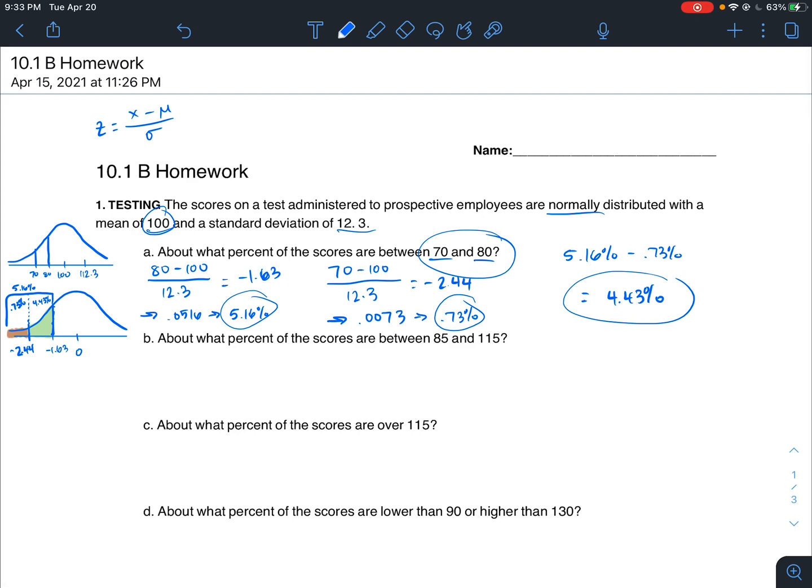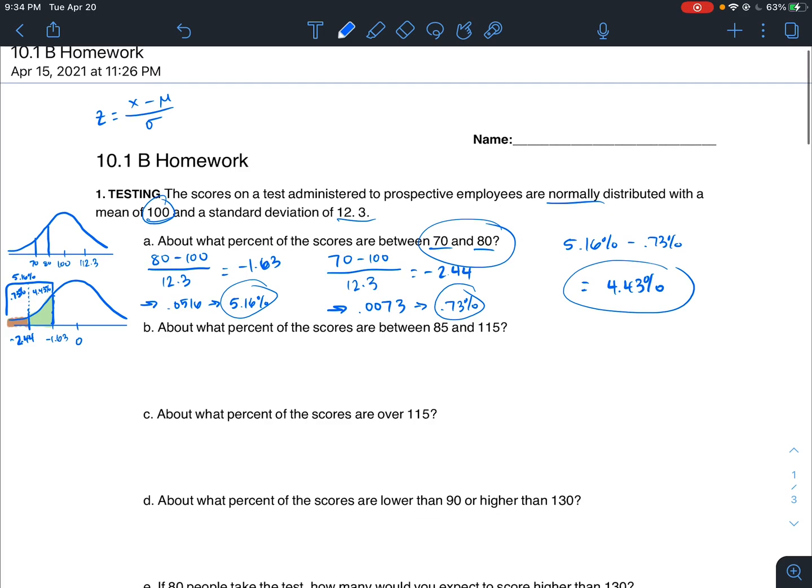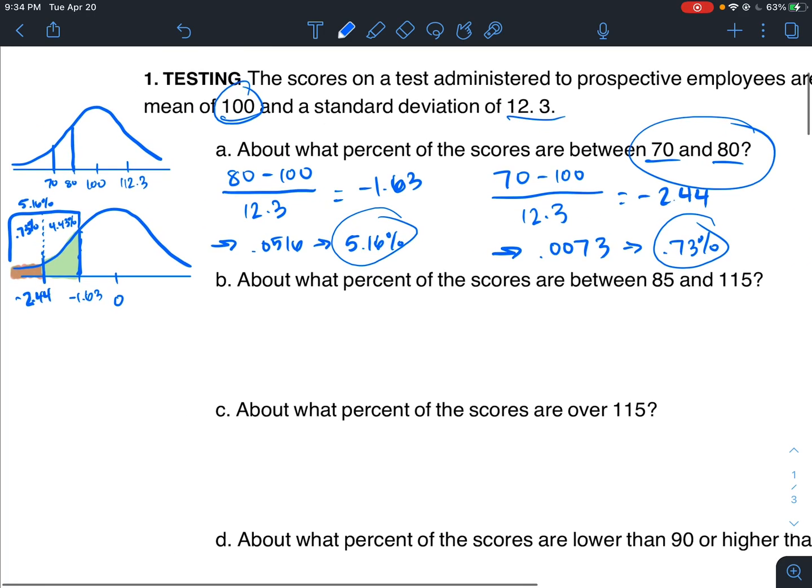Okay? So I know it takes a long time to explain that, but the more you do this, the faster you're going to get at these problems. I promise. The more you do them, the faster you're going to get. So how about you try converting these scores right here? For B, about what percent of scores are between 85 and 115?